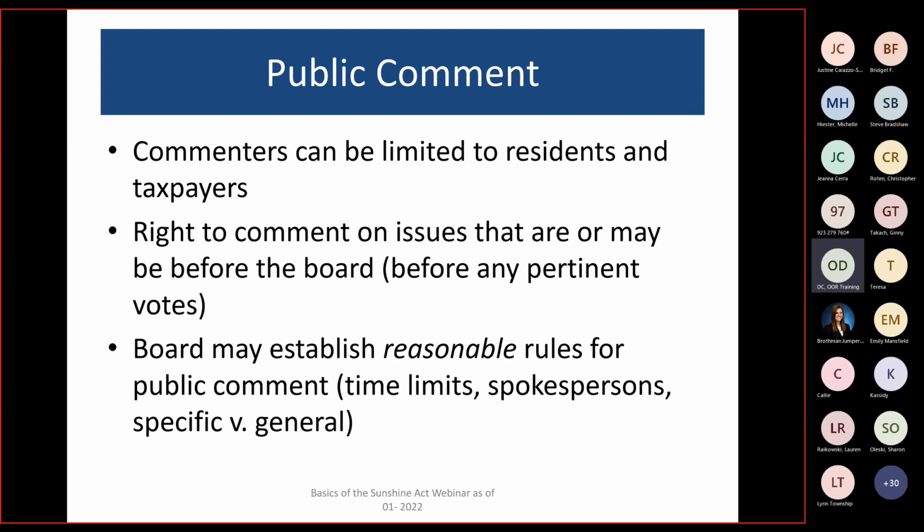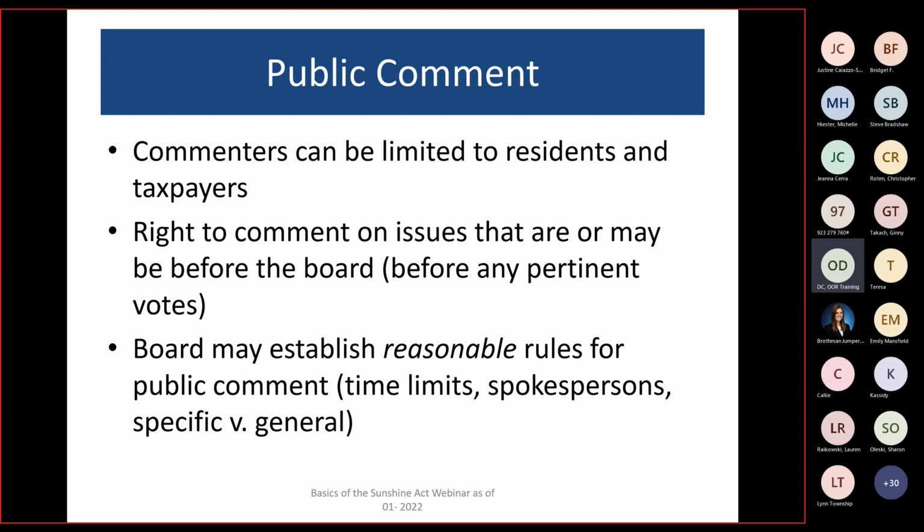You can say, no, you're not a resident, you're not a taxpayer of this jurisdiction, so we're not going to allow public comment. Also, I need to clarify, this only applies to local government. It does not apply to state government, okay? And it's based on not what the Sunshine Act says, but actually what it doesn't say, okay? And when it comes to public comment, there's no specific mention of state government. So, the conclusion is that you do not need to require public comment for state level public meetings.